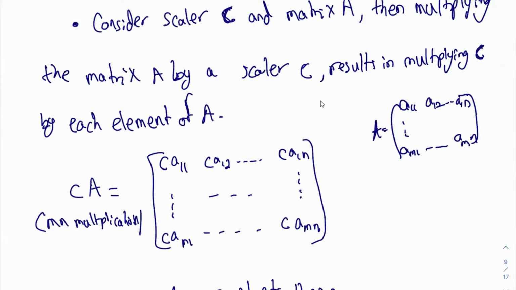So c is going to multiply the first entry, c is going to multiply the second, all the way to the last entry in the first row, and then you're going to multiply c by every single entry. How many multiplications do we have? As many as the number of entries. How many entries do we have? M by n, m times n. It's important for complexity.